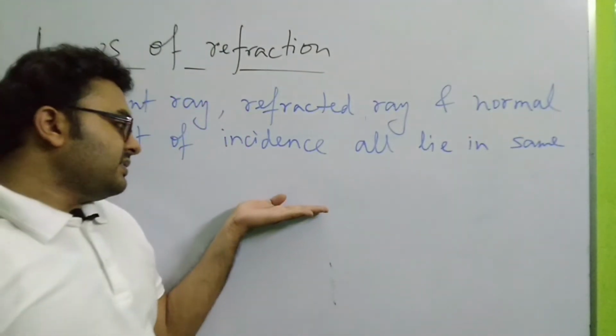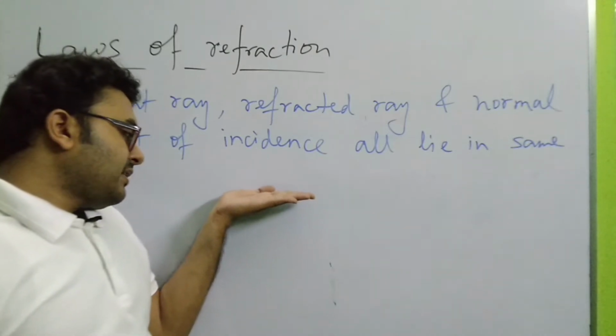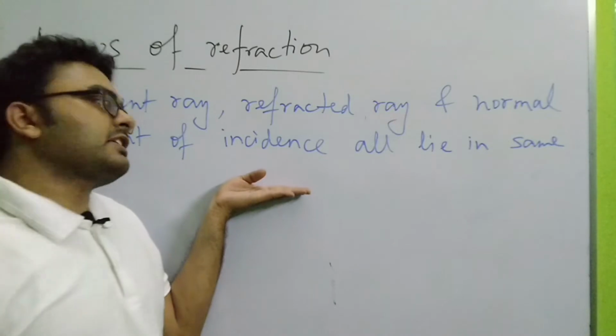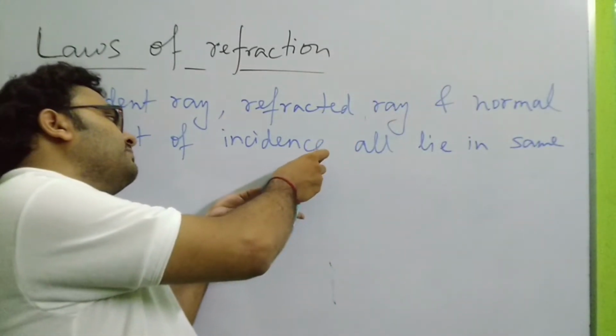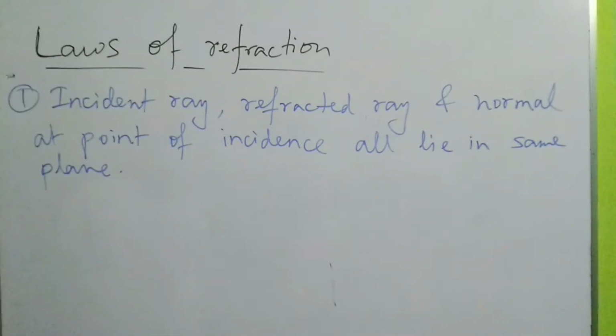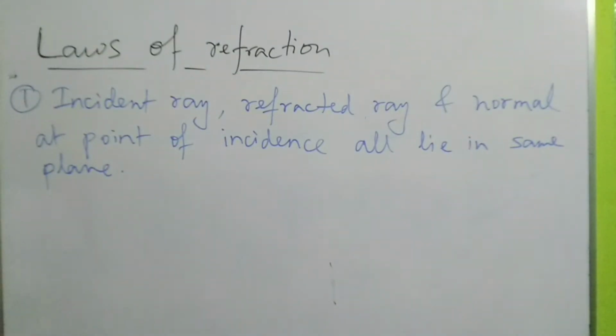If I consider this hand is the surface separating the two media, and at this surface the refraction takes place, the plane here is the plane of the board, not the plane of the hand. So this is the first law: the incident ray, refracted ray, and normal at the point of incidence all lie in the same plane. I think the concept is clear.